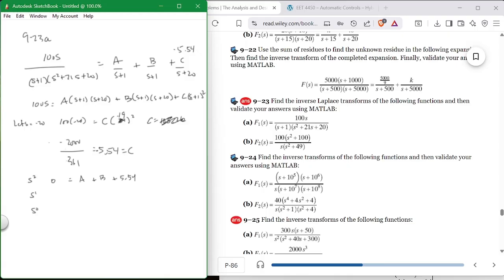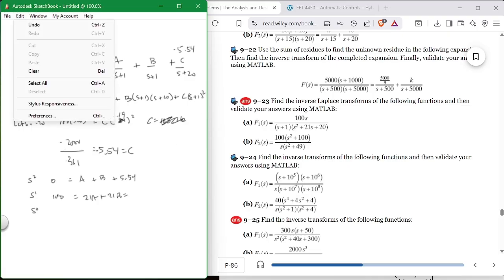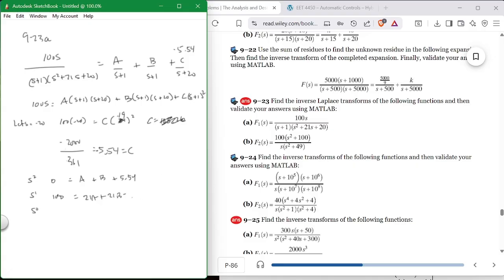Now, for the S1 term, there's 100 on the left, which is equal to how many A? It's S times 1 times S times 20, so it's 21S. So it's 21A plus 21B is equal to, or plus, excuse me, these are probably going to be equal, plus C, or plus 5.54.